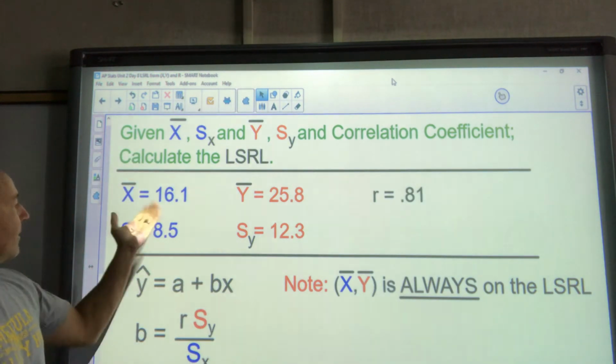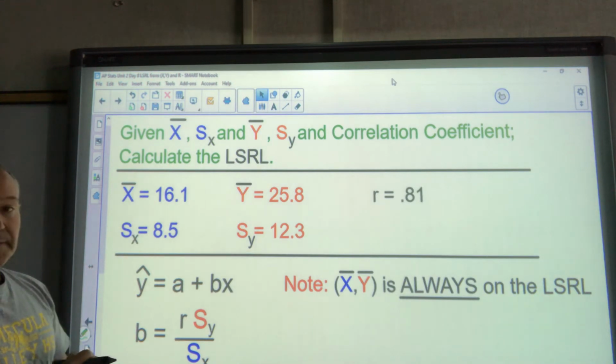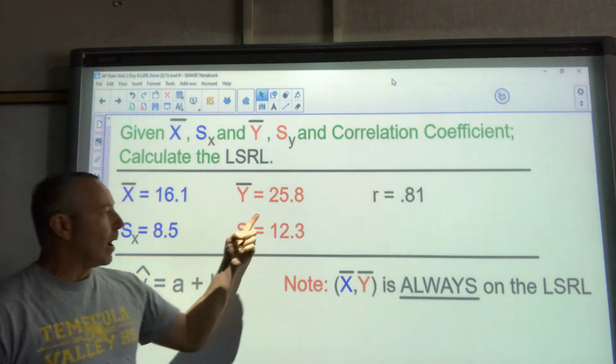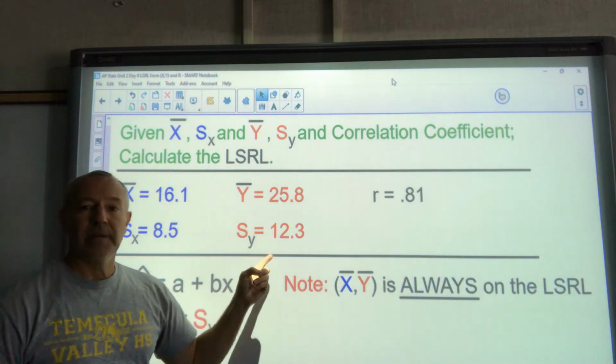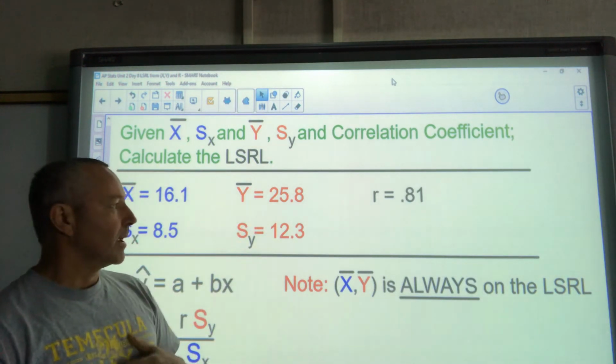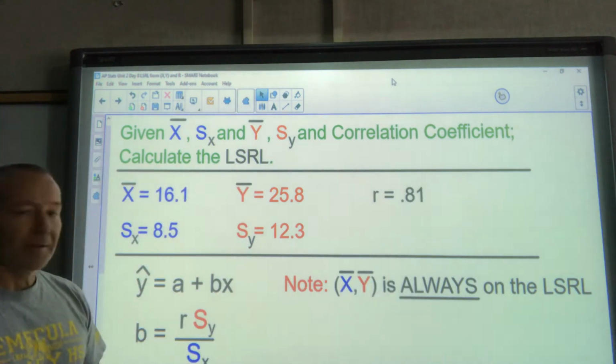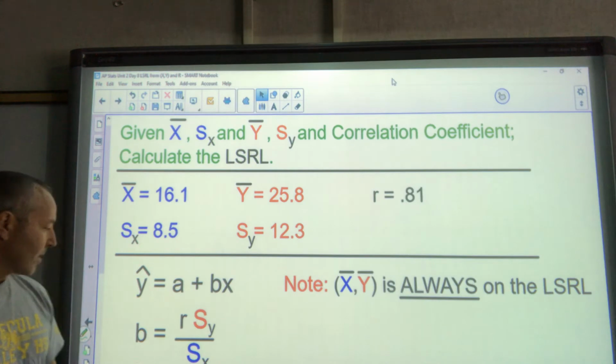All right, so here's an example. The mean of the x's is 16.1. The standard deviation of those x values is 8.5. The mean of the y's is 25.8, and the standard deviation of those y values is 12.3, and we have a correlation coefficient of 0.81. It's very straightforward. It's just like a formula.